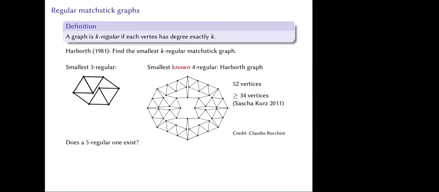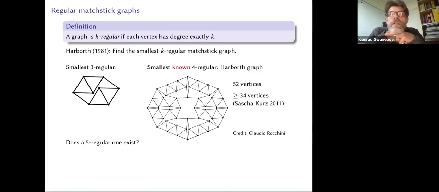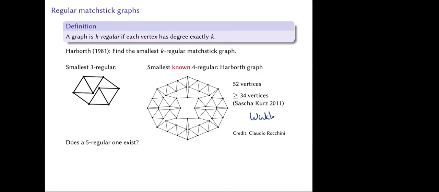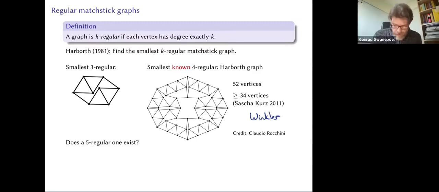With the four regular graphs, are there other four regular graphs that are known besides just taking copies of this? Yes, there are lots of them. Many of them were found by Winkler, Mike Winkler. I will later on show some of his results. Yes, so there are many that are known.